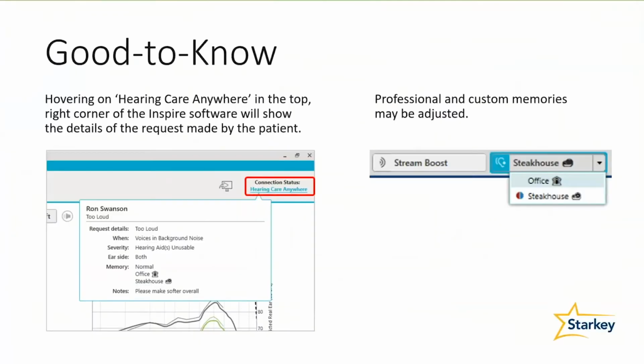As a reminder, if you hover over the connection status on the upper right-hand corner of the Inspire software, you'll see that it says Hearing Care Anywhere. So you know right away that you are in a remote programming session versus a live connected session. You'll also notice if you hover there, it does give you the detail of the patient's request, so you know exactly what you're working with as far as making your adjustments. As a reminder, you do have the option to make adjustments to both the hearing aid memories as well as any custom memories that the patient has created in the Thrive mobile app.